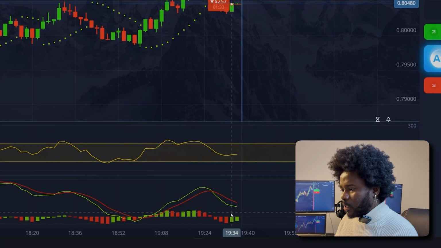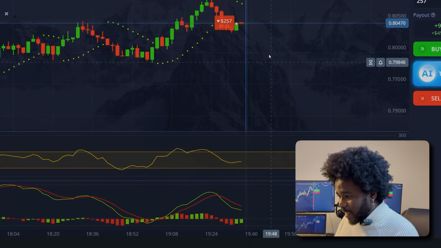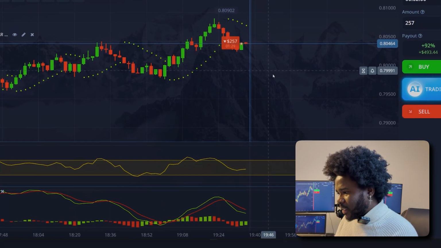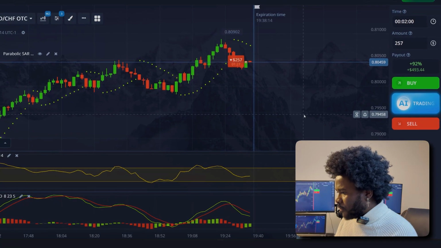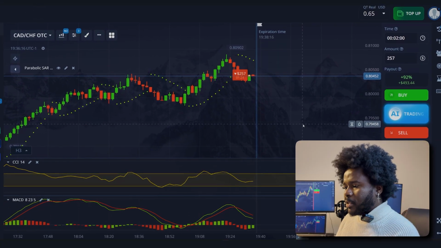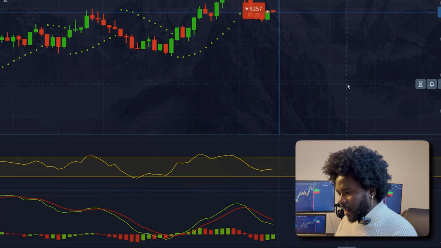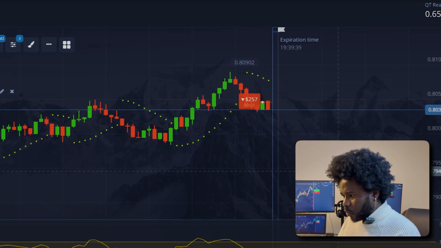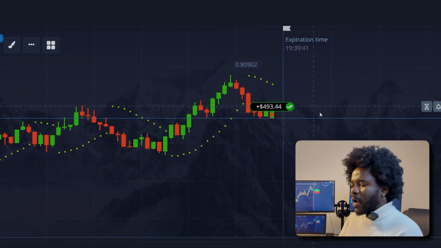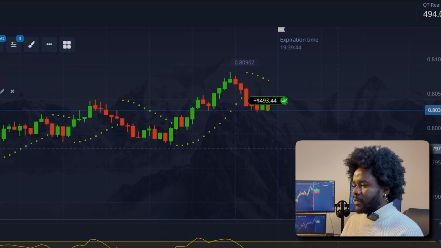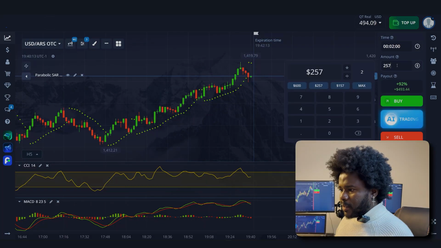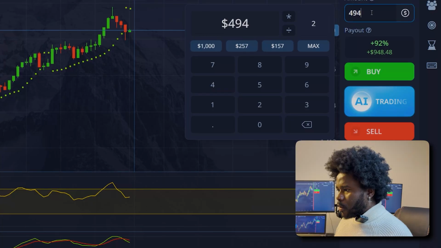Bearish momentum is forming. So growth ended. Parabolic gave a reversal, CCI High confirmed the loss of trend, and MACD showed the beginning of decline. Waiting for the close, and I get $493. Great. Let's test the effectiveness with one more trade.